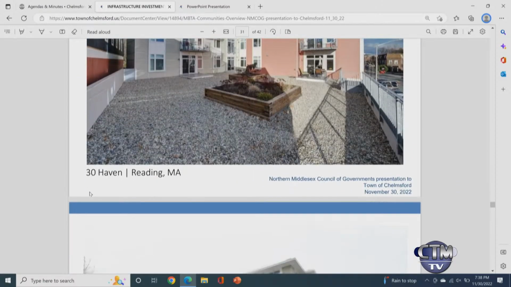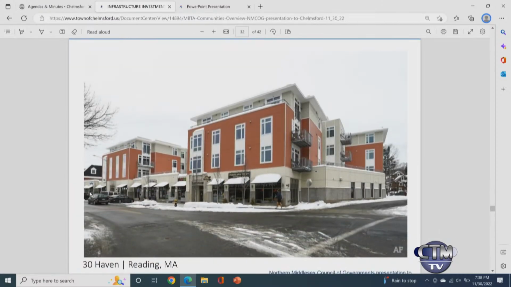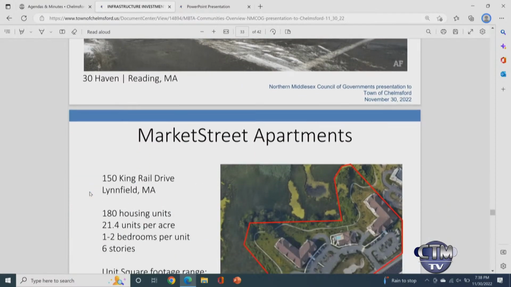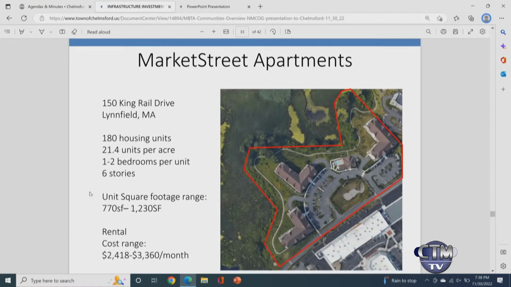Real variety, again, of building materials and types. Obviously, storefronts as well in that particular case. Market Street Apartments is in Lynnfield. Lynnfield, this particular area, you may have seen it from Route 128. If you've ever driven by in Lynnfield, it looks like mostly a commercial area. And you may not have realized that it actually was a 40R, which under state law, Mass General Law 40R, is a smart growth overlay district.